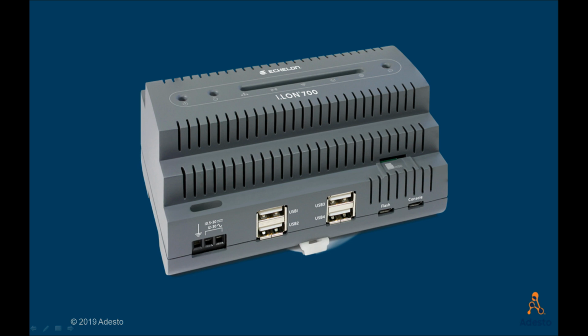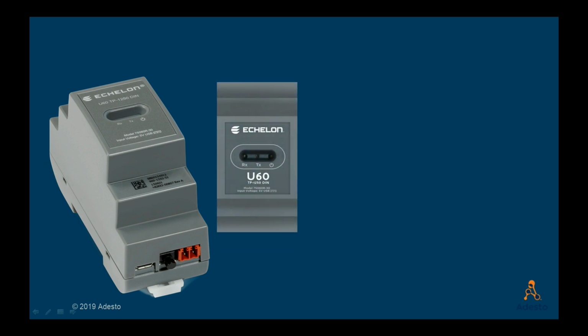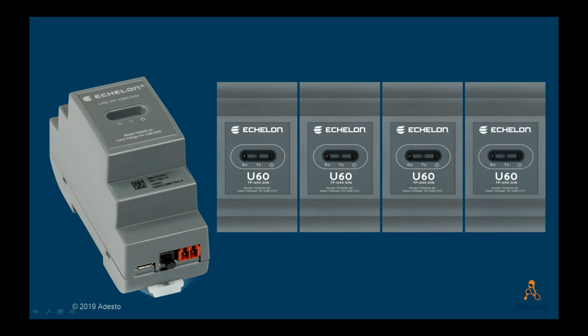Let's take a quick dive look at the iLON 700 from the Echelon by Adesto product catalog. The iLON 700 is a multi-channel IP852 router supporting from 1 to 8 LonTalk channels. Up to 4 DIN form factor U60 FT10 or TP1250 devices may be directly connected. A total of 8 channels can be supported with the addition of a powered USB hub.